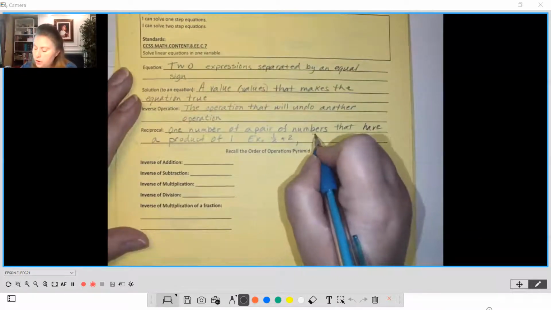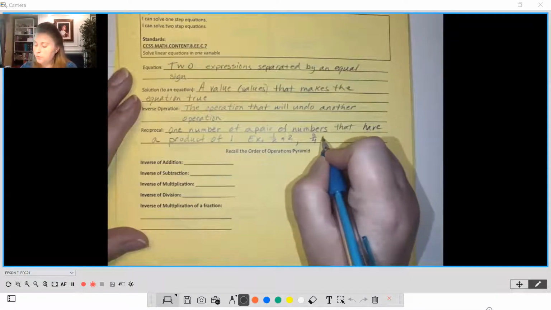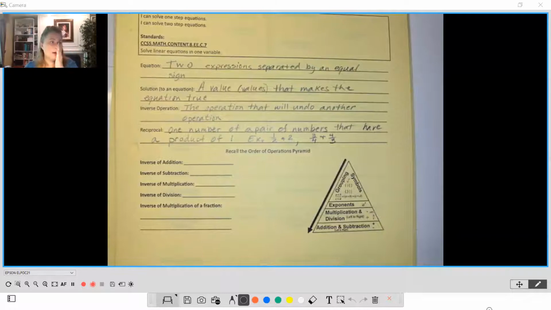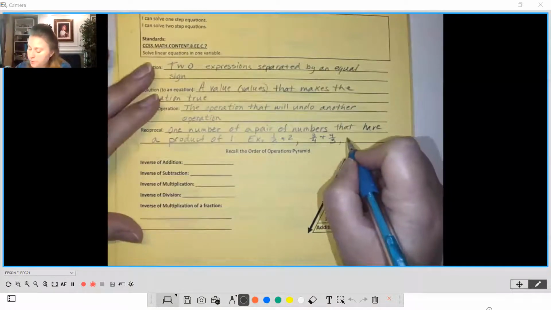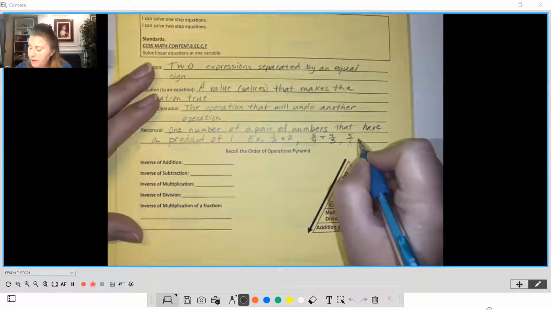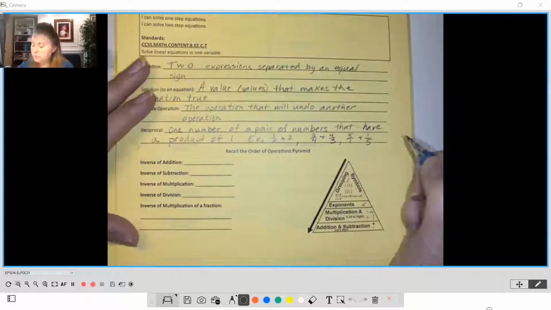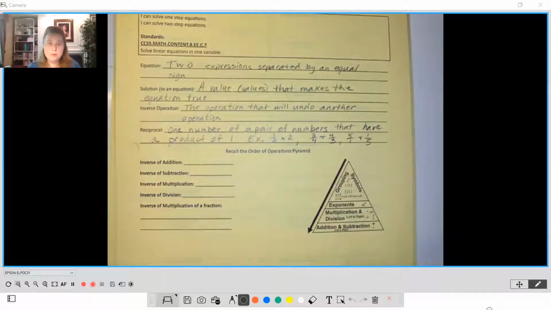3/4 and 4/3 are reciprocals. Okay. 5 and 1/5 are reciprocals. And I can write that as a 5, or I can write it as 5 over 1. Okay, so 5 and 1/5, those are reciprocals.